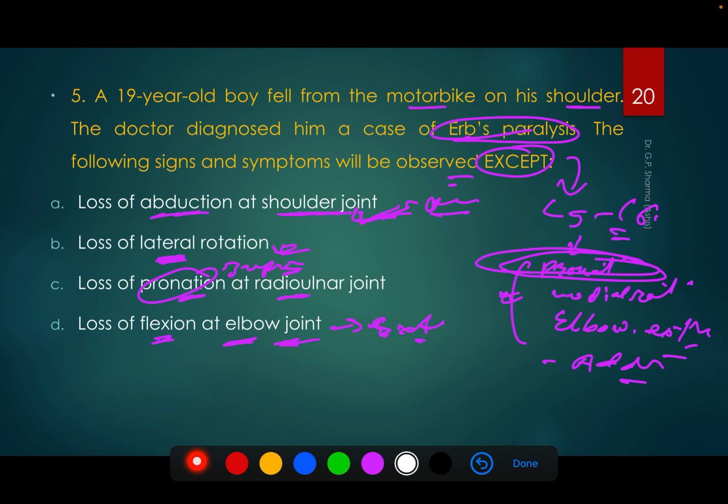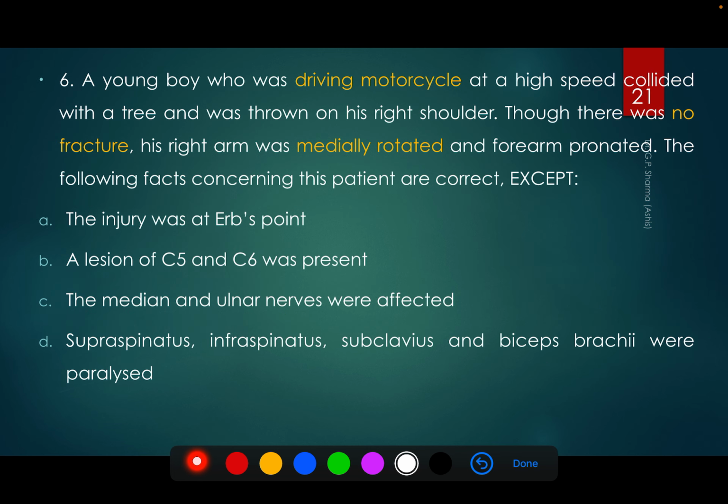So that's why the answer should be what? Loss of pronation, because it is pronated. There should be the loss of supination, right? So that's the answer. Question number 6.